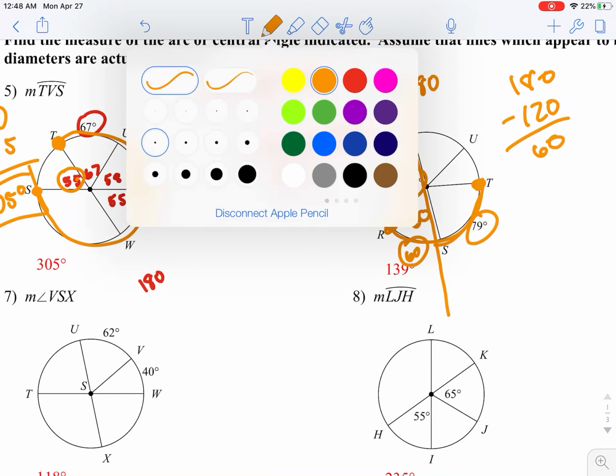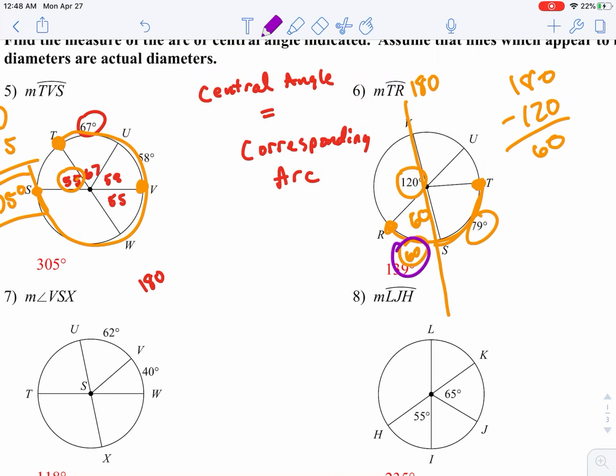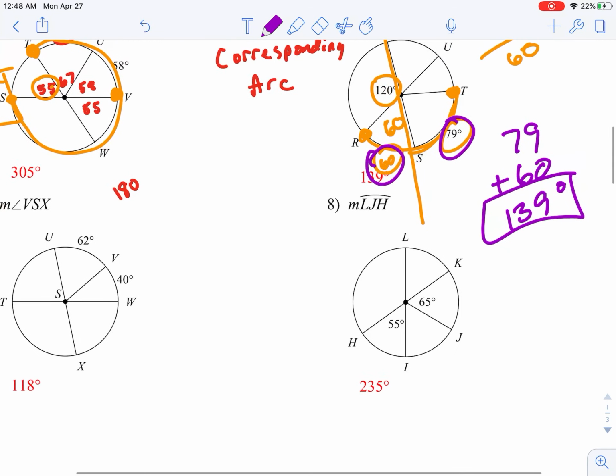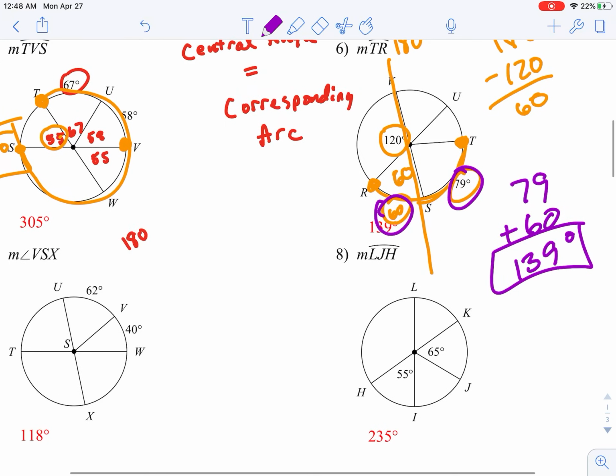So now, 79 plus 60, 139. Okay. L to J to H. Okay. L to J to H.